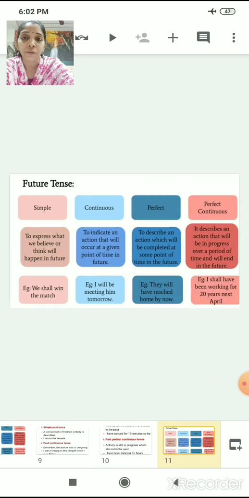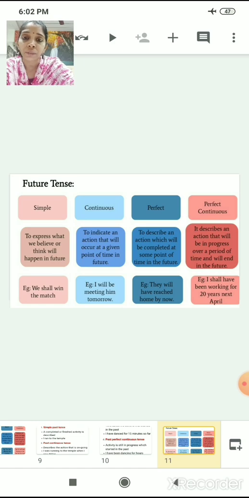Now moving ahead, future tense, which is the last type. To begin with, simple future, to express what we believe or think will happen in future. So simple future tense will help us express what we believe or think will happen somewhere in the future. For example, we shall win the match.